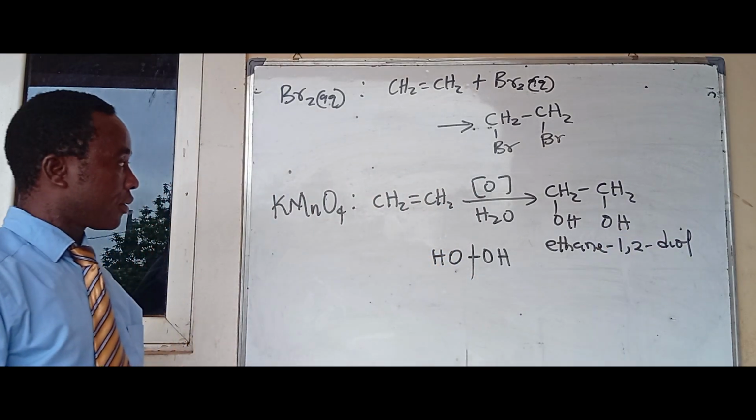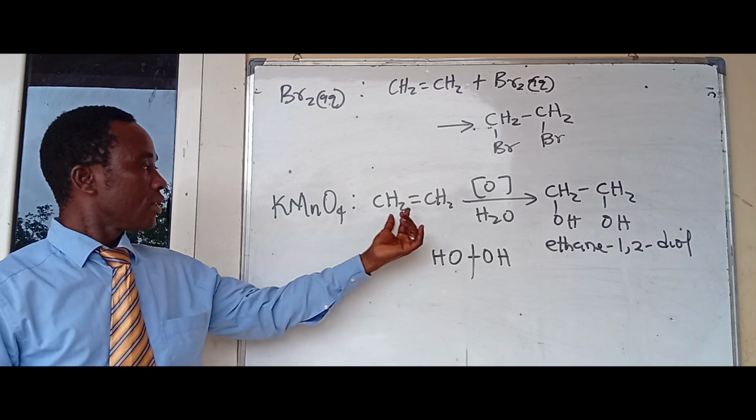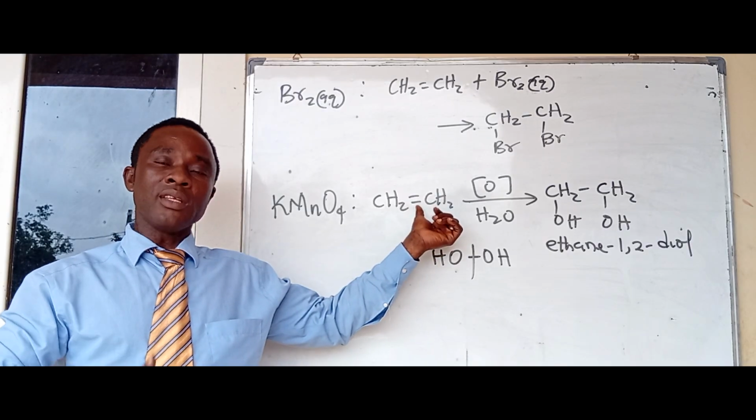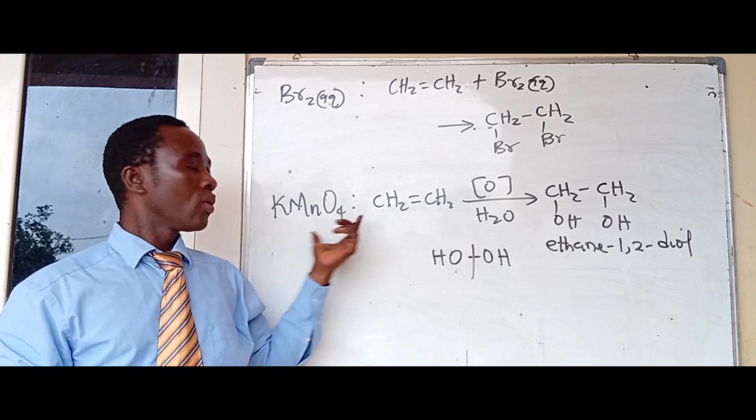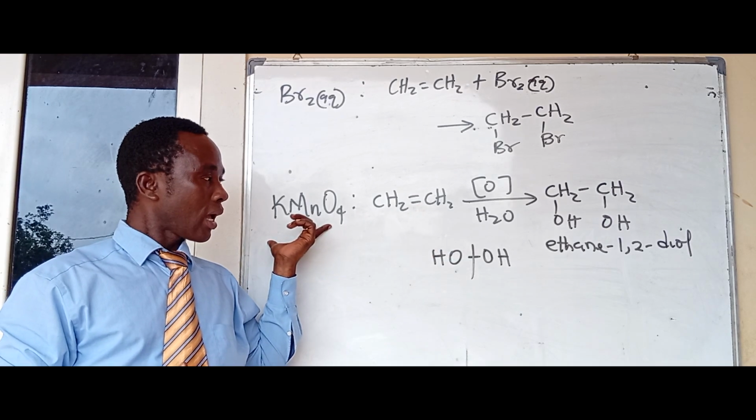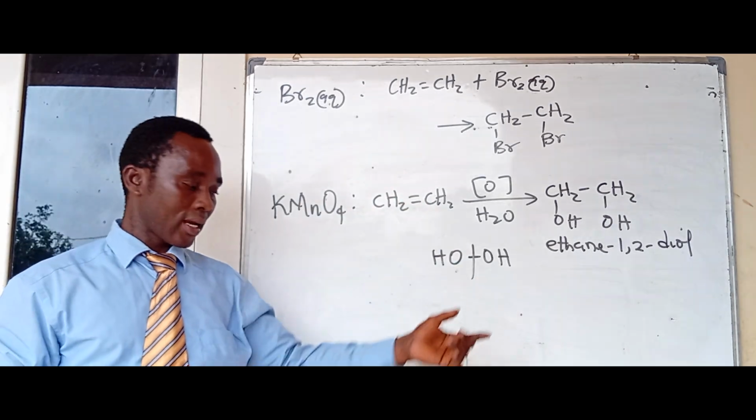Okay, that is the compound. So you can see that the double bond compounds, the same thing with triple bond compounds, react with KMnO4, and the color is being decolorized.